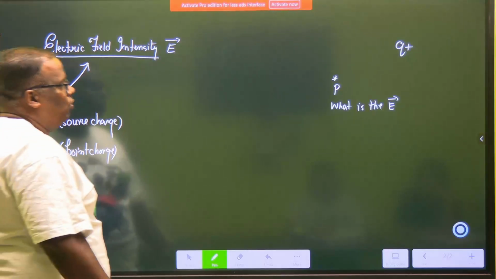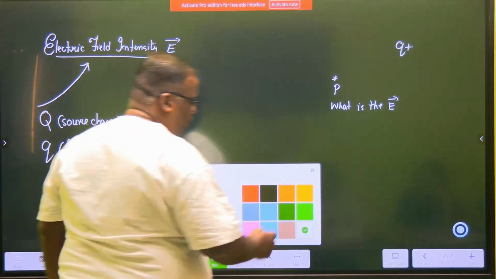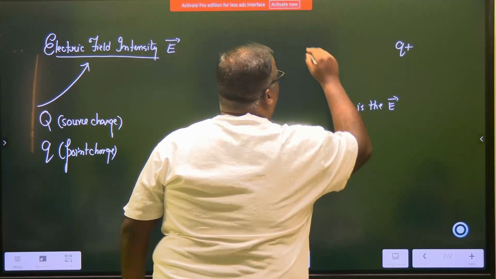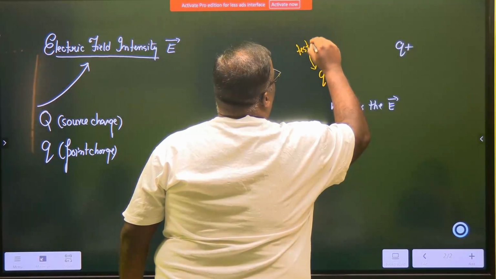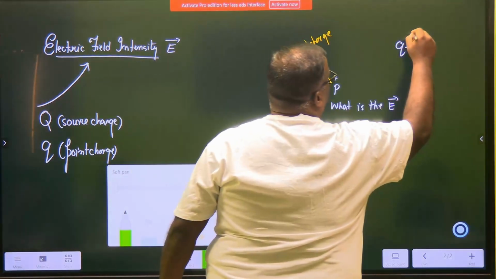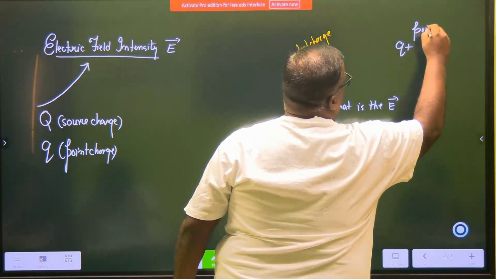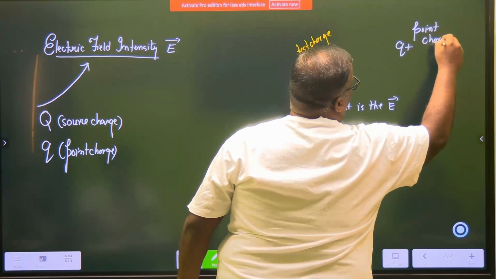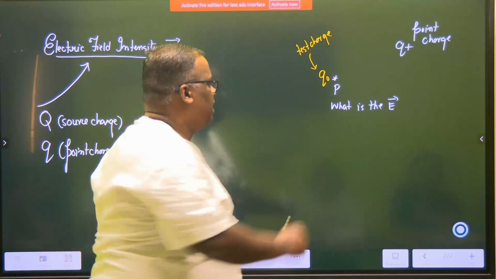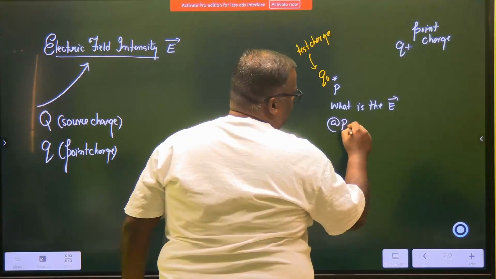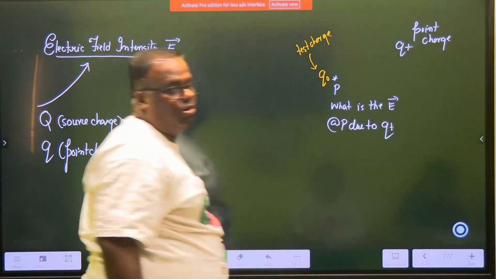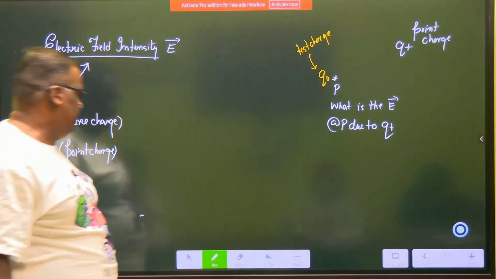Now, for this region, we have to bring a hungry fellow. So we bring a hungry fellow out here, which is known as Q naught, and this Q naught will be known as my test charge. And this fellow will be known as my point charge or source charge if it is big Q. So, understood? What is the electric field E at P due to the source charge Q plus? This is what you're trying to find out.